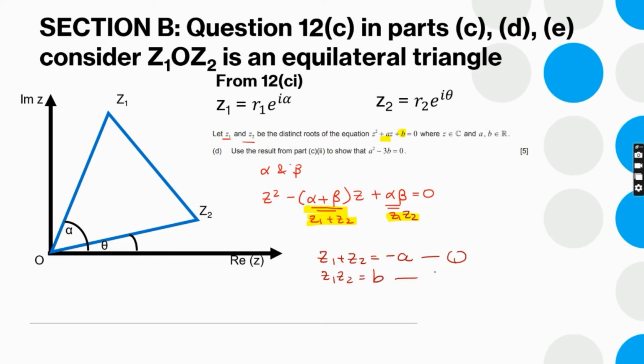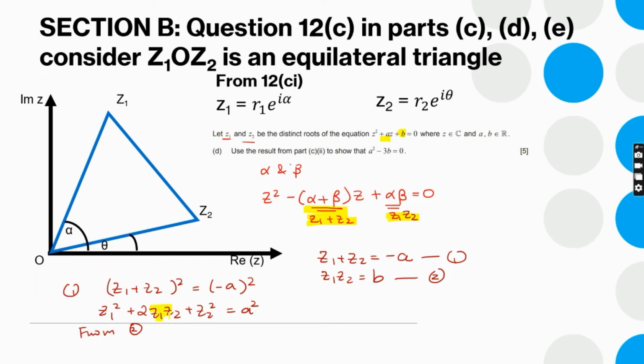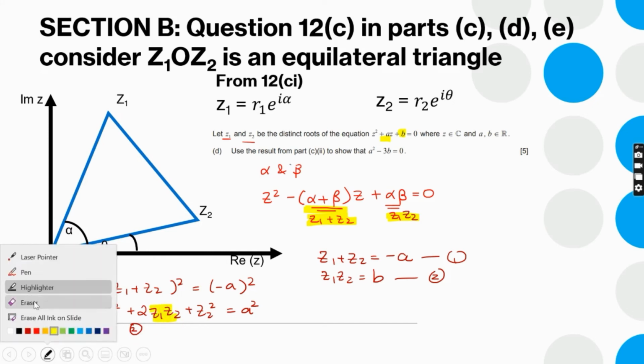Okay, so I'm going to take equation 1 and square both sides. So I get z1 squared plus 2 z1 z2 plus z2 squared equals a squared. Okay, so from equation 2, I can replace my z1 z2 with b. So I'm going to do that.